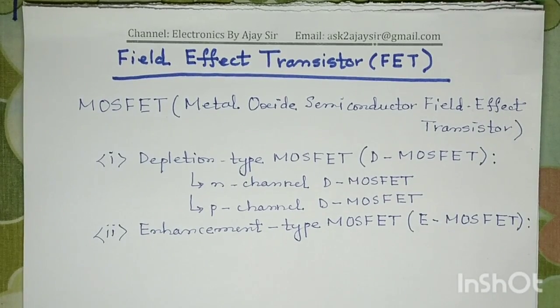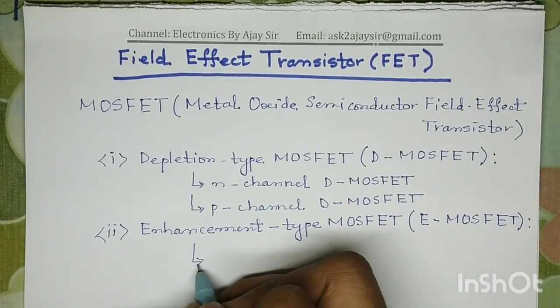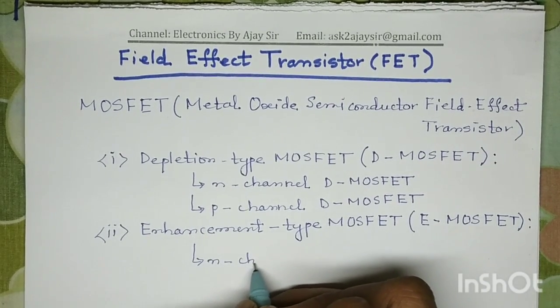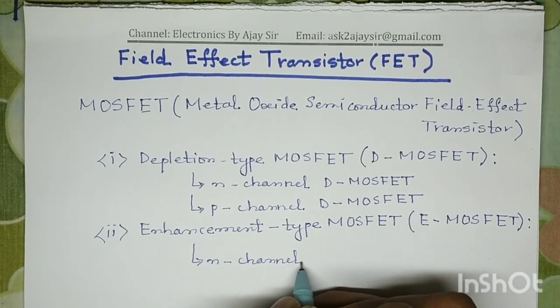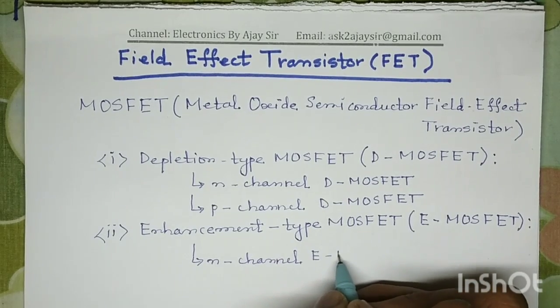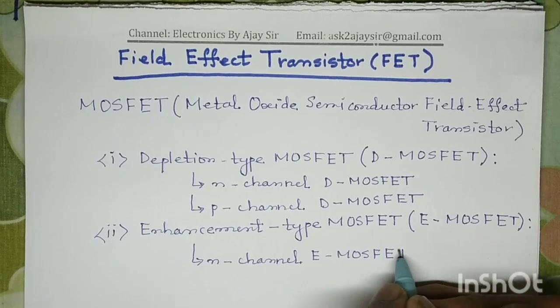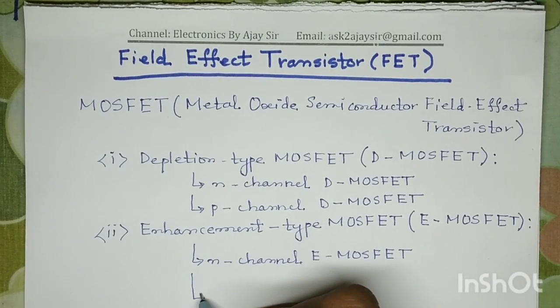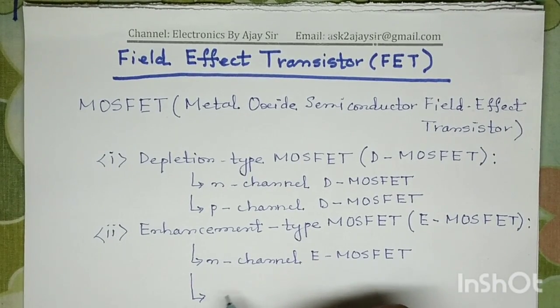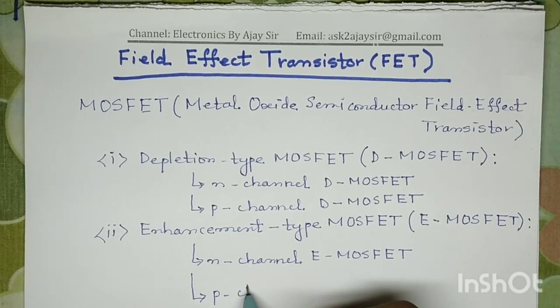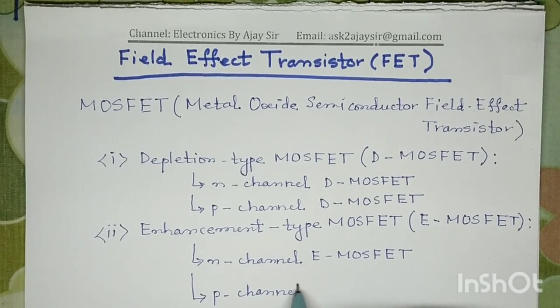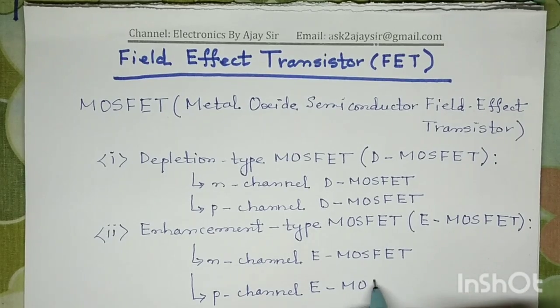Similarly, in enhancement type also, if electron undergo the current conduction mechanism, we call it N-channel enhancement type MOSFET or N-channel E-MOSFET, or if the hole undergo the current conduction mechanism, we call it P-channel enhancement type MOSFET.